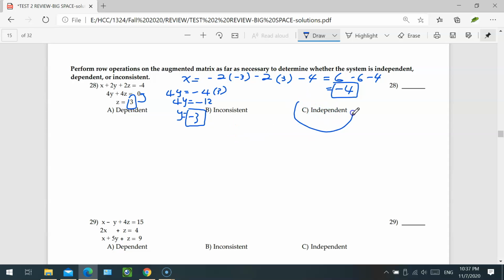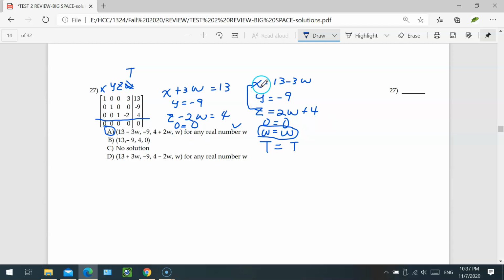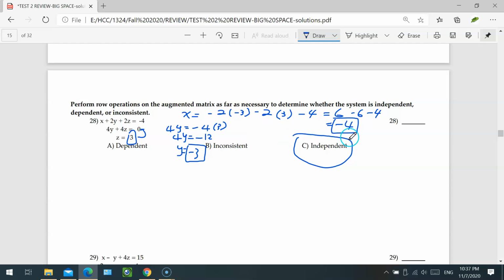So that means they are independent. They don't rely on each other. Like in question 27, x and z all rely on w. So this type of equations we call dependent equations. They all depend on w. In number 28, they don't rely on each other. We can solve for x, y, and z without borrowing any variable to solve for it. So they go with independent.